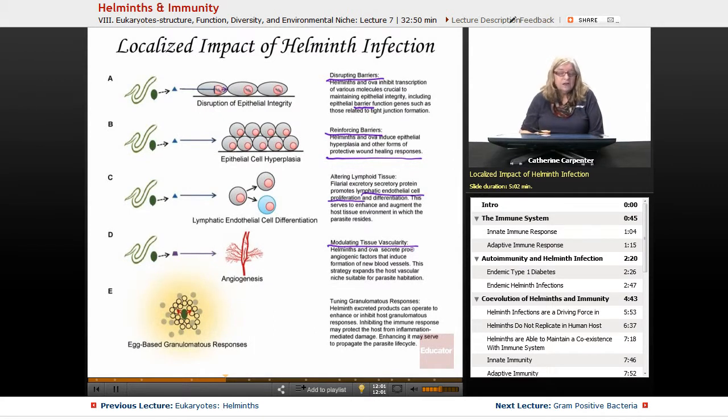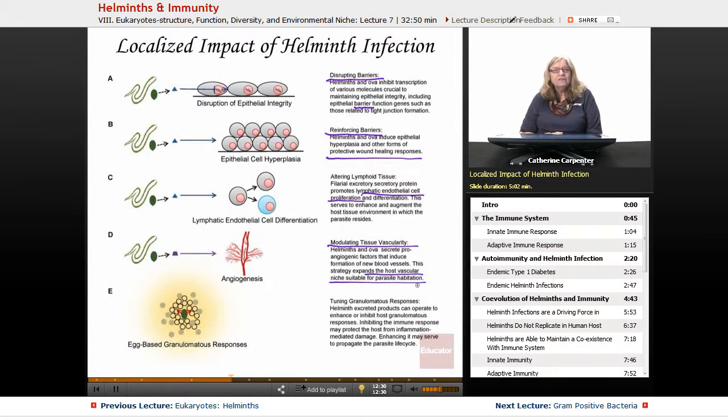Now, what is angiogenesis? Angiogenesis is promoting the growth of blood vessels, and this strategy expands the host vasculature that is suitable for parasite habitation. So it kind of welcomes itself to its new home, and then it sets up the new home for potential other parasites to come there and live as well.